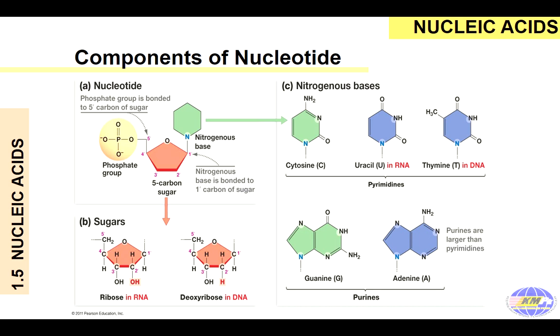Ribose is a pentose sugar with a hydroxyl group attached to its carbon atom 2, whereas deoxyribose has a hydrogen atom attached to carbon atom 2.